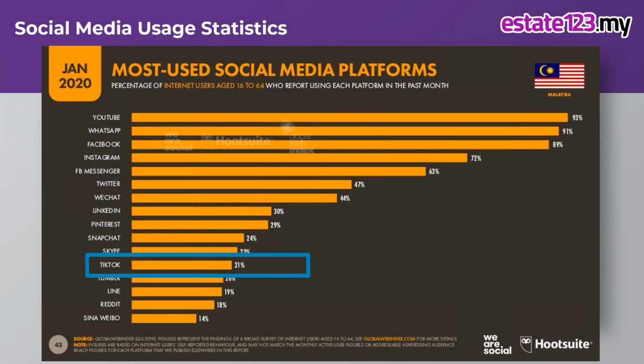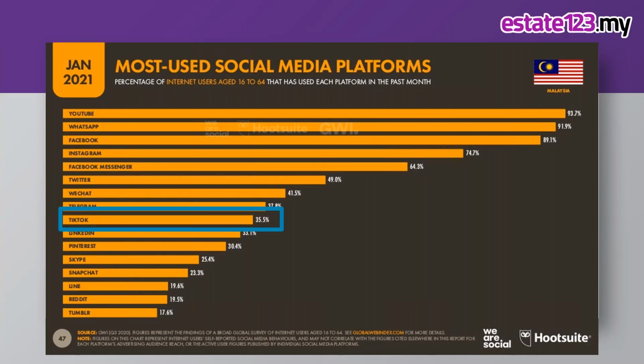Okay, so this is just some statistics I want to show. When the data was captured in January 2020, TikTok was just about 21% usage, and from the rank here, it was ranked number 12. By January this year, the usage of TikTok actually increased to 35.5%. From number 12, it jumped up to number 9. So you see the growth that we can see.